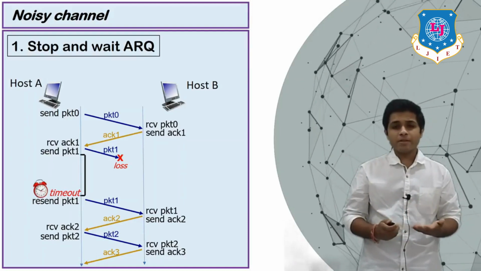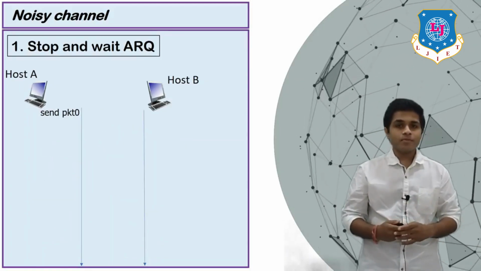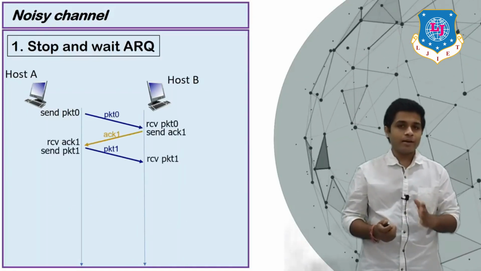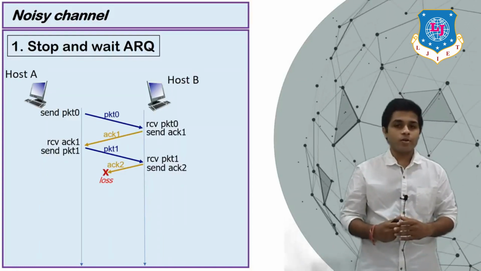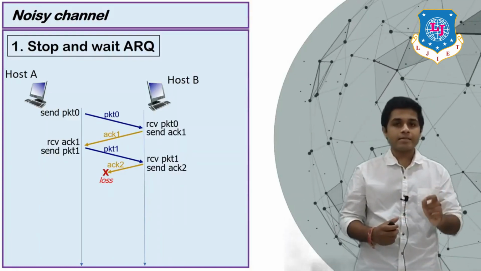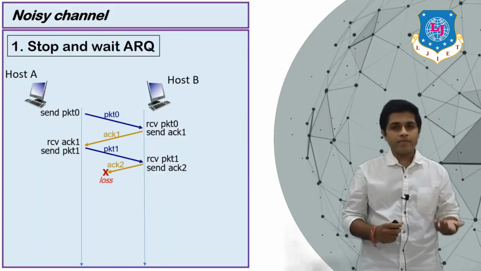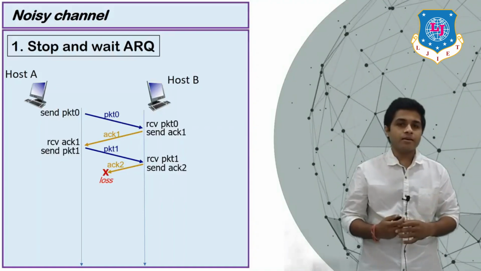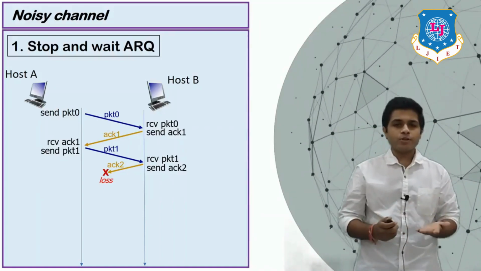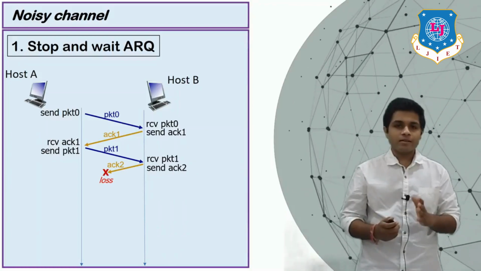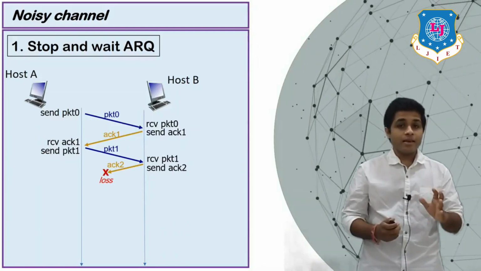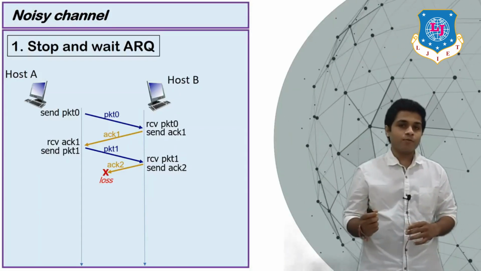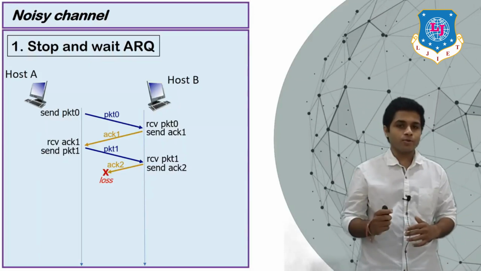Now, what happens if the acknowledgement is lost? So A has sent the packet 0, B has received the packet 0. We know that for the packet 0, it will send the acknowledgement 1, which is 1 greater than the sequence number of packet 0. A will receive the acknowledgement 1, so it will send the packet 1, and B has sent the ACK2. Suppose acknowledgement 2 is lost somewhere. Now you can clearly understand that A is waiting for acknowledgement 2 because it has sent the packet 1, and B is waiting for packet 2 because it has sent the acknowledgement 2.